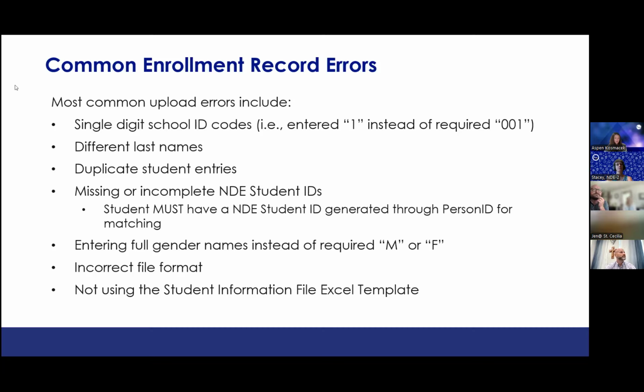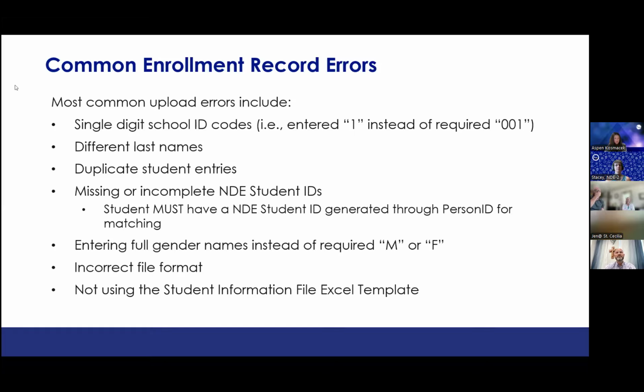Any inconsistent or mismatched names may prevent accurate student matching. You'll want to review or remove any duplicate students. And as discussed earlier, each student must have that valid 10-digit NDE ID assigned through advisor person ID. Any errors or omissions will prevent students from appearing on your match list, so just double check for accuracy there. And when entering male or female, you'll want to only enter the letter M or F. If you spell that out, it will result in an error.